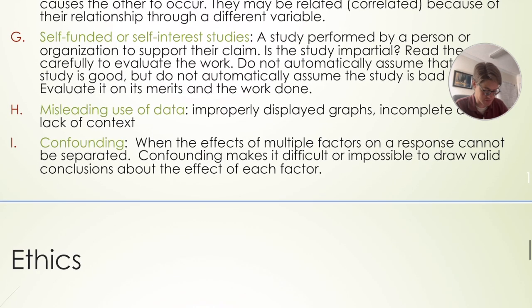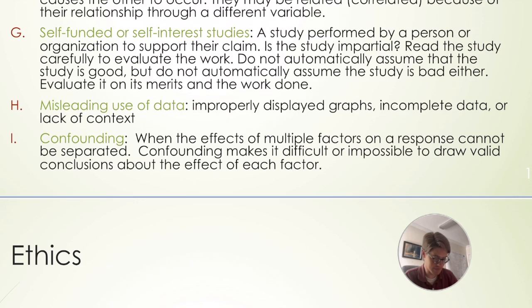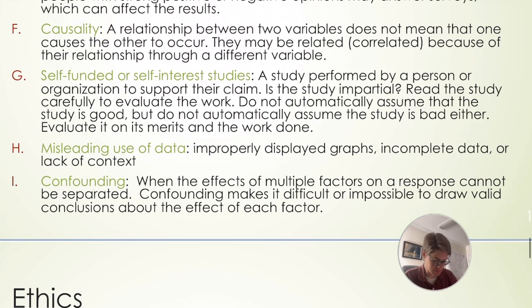Okay, misleading use of data. We're going to see this a lot more in Chapter 2, but just be aware that some people may improperly display graphs, give you incomplete data, or have a lack of context for data. And so we'll see examples of that later. And then also there's confounding. The effects of multiple factors on a response cannot be separated. Confounding makes it difficult or impossible to draw valid conclusions about the effect of each factor.